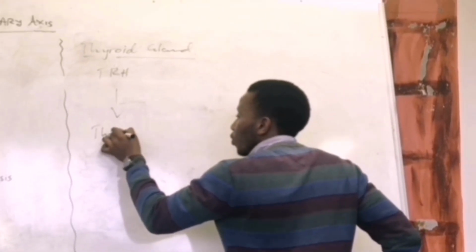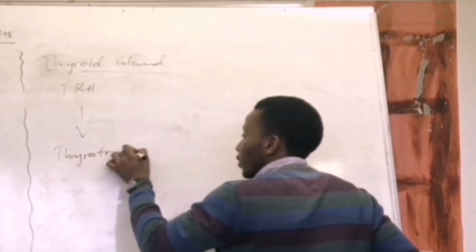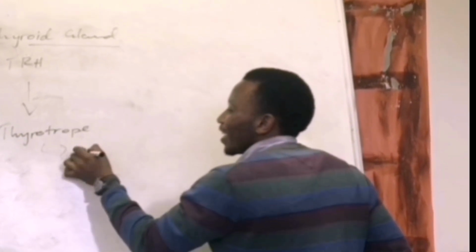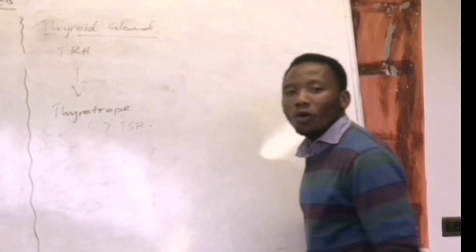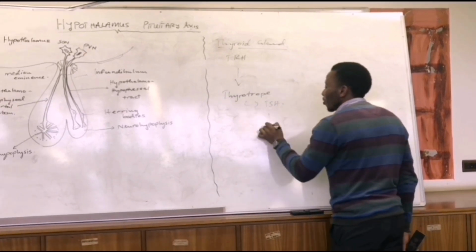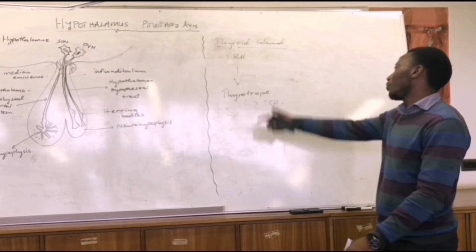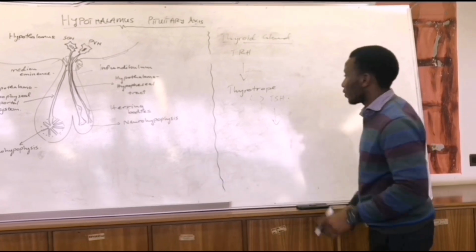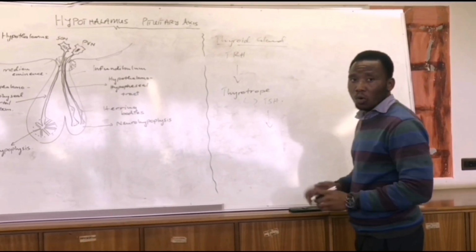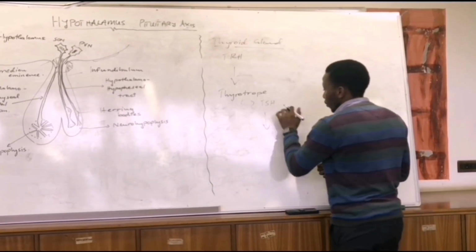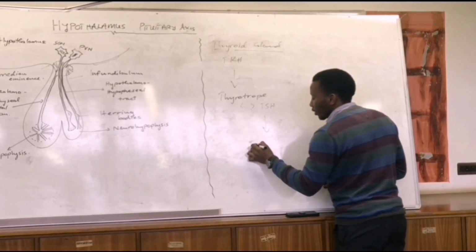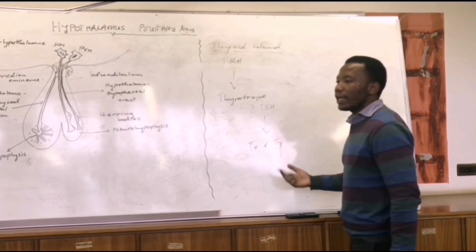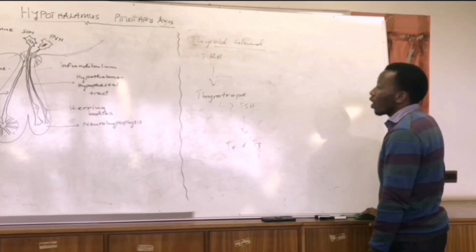So the thyrotropes release what is called thyroid stimulating hormone, okay? The thyroid stimulating hormone descends all the way to the thyroid gland. We have TSH receptors on the cells of the thyroid gland, what are called follicular cells. So we then further stimulate release of your T4 and T3. So this is thyroxine and triiodothyronine, okay?